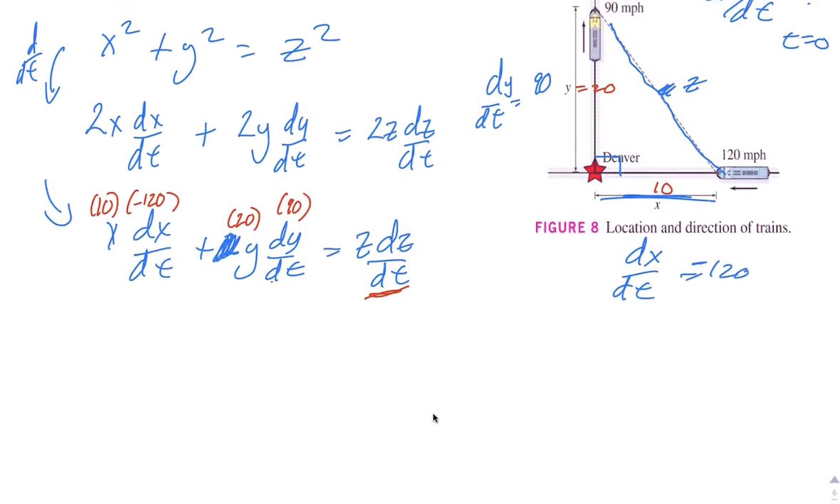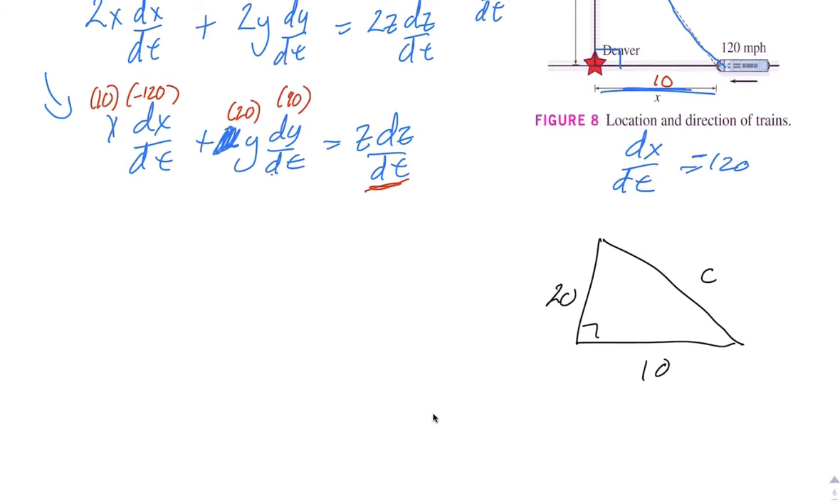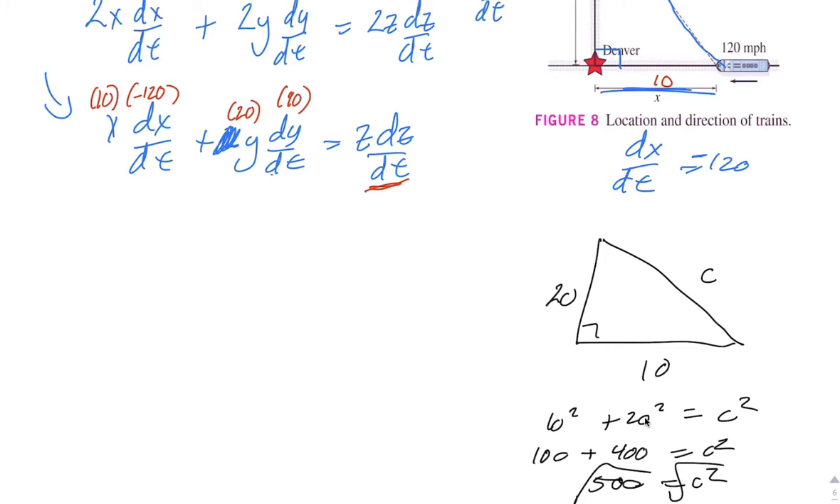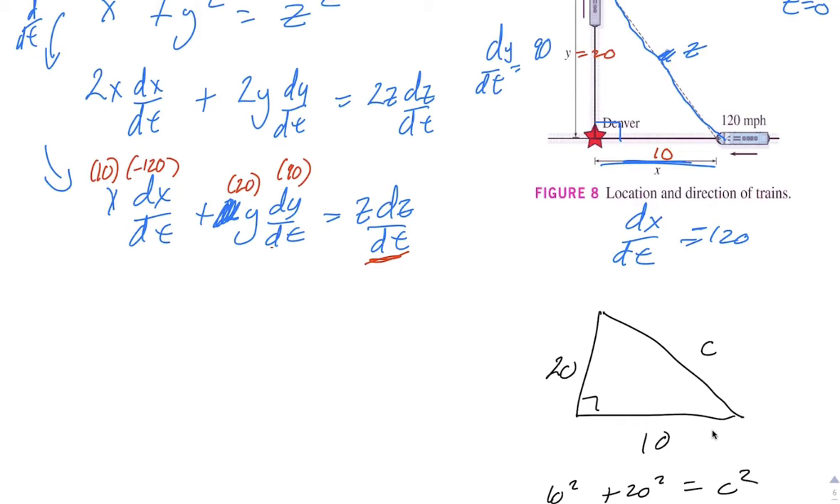So to find z, all I gotta do is draw a right triangle. This was 10. This was 20. Let's call that c. So it's going to be a squared plus b squared equals c squared. So 10 squared plus 20 squared equals c squared. So that's 100 plus 400 equals c squared. So 500 equals c squared. So square root of 500. You can reduce if you want. It would be like 10 radical 5. Anyway, let's leave it like that though.